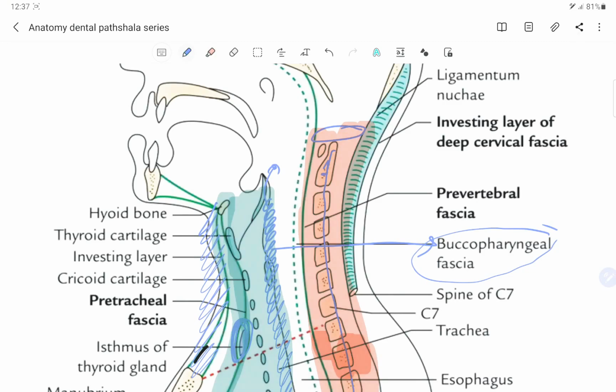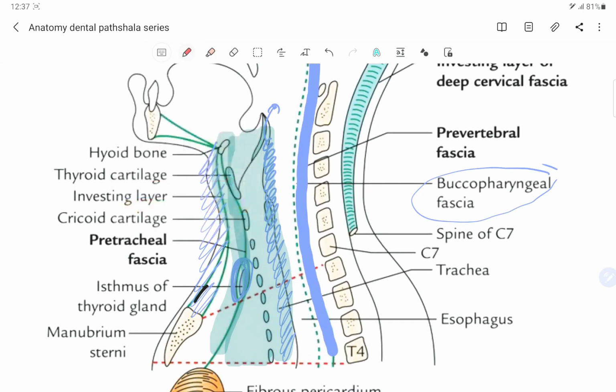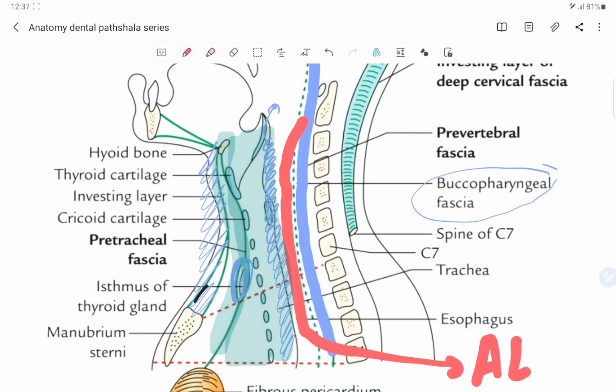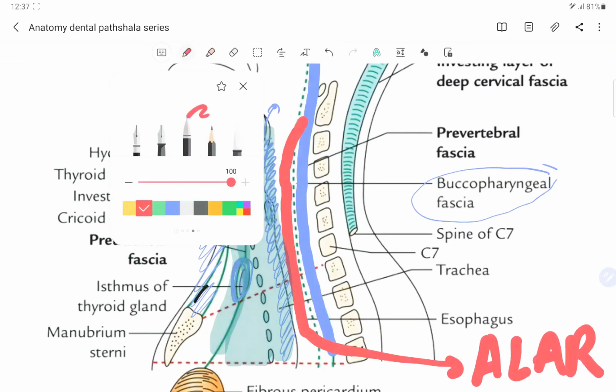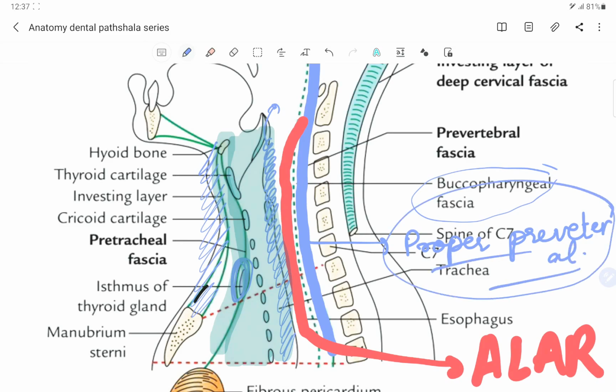Now what happens? This prevertebral fascia splits into two. Let's see it again. Suppose this is our prevertebral fascia. It splits into two. The anterior part is known as the alar fascia, while the posterior part we call the proper prevertebral fascia. So we can say that the prevertebral fascia is divided into the proper prevertebral fascia and the alar fascia.